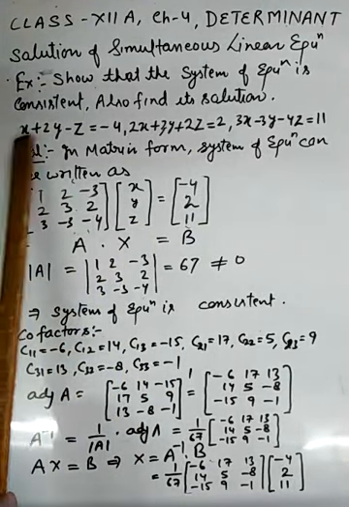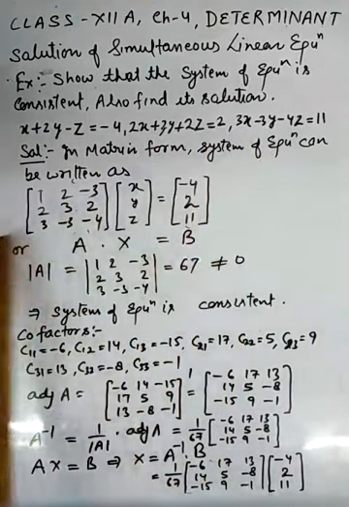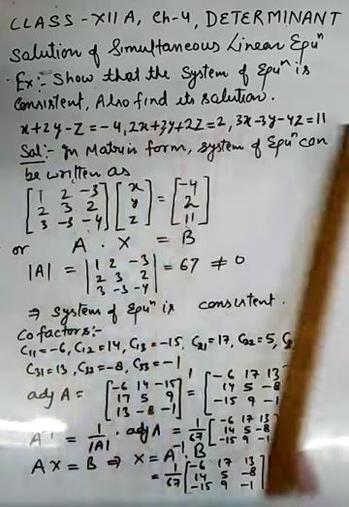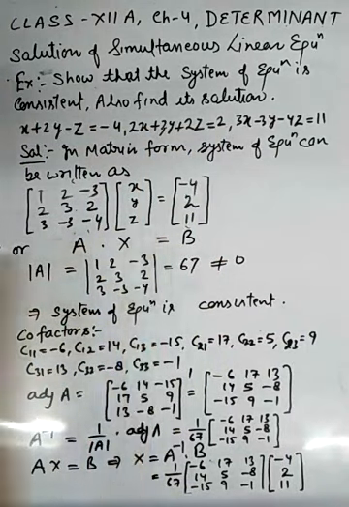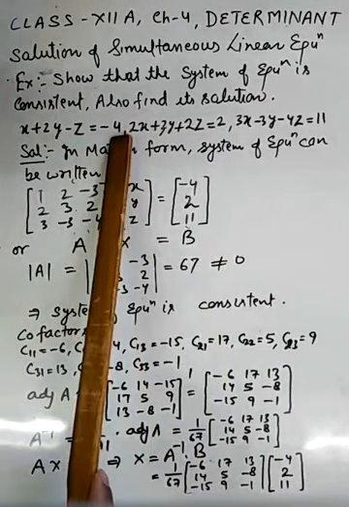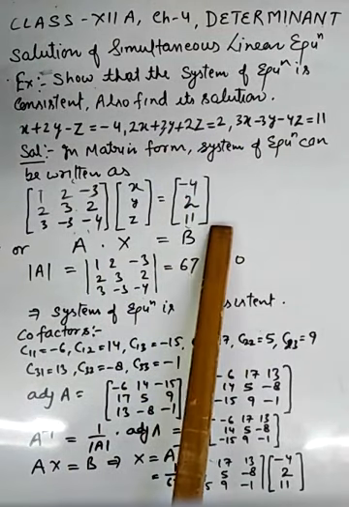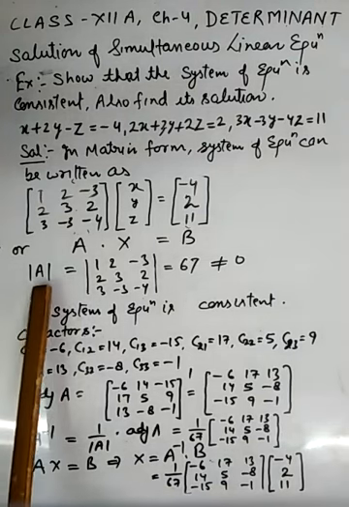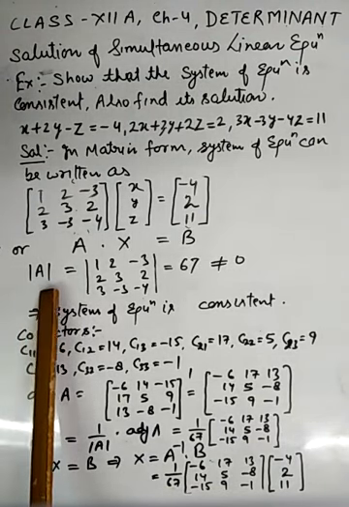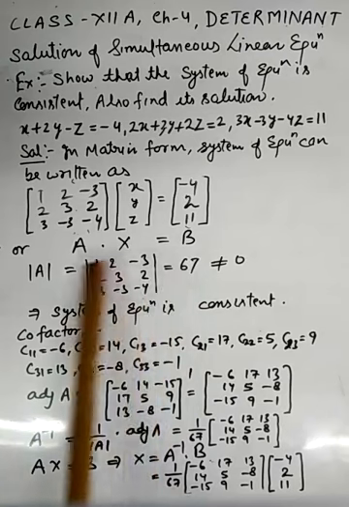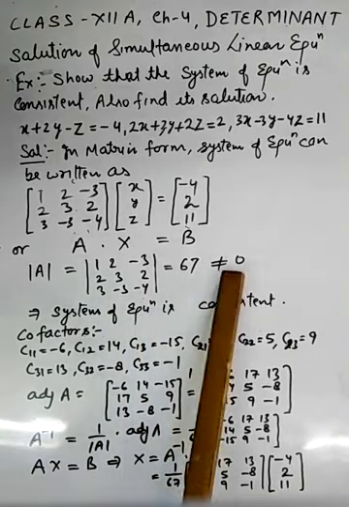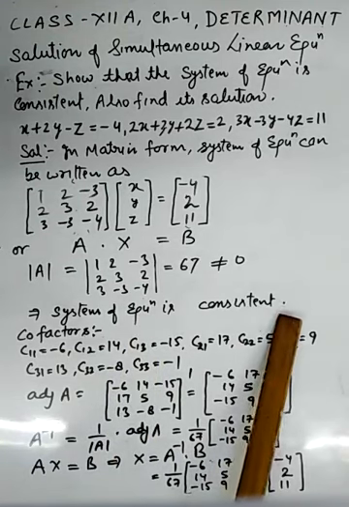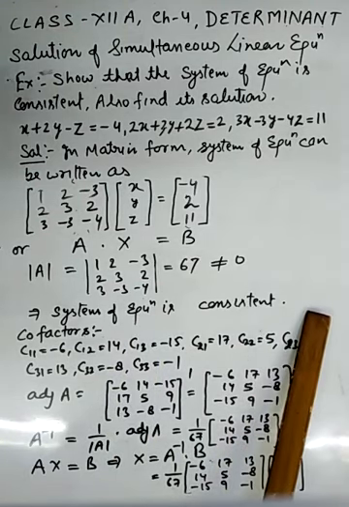A matrix, coefficients of x, y, z. X variable matrix, 3 variables x, y, z of order 3 by 1. B constant matrix, minus 4, 2, 11, order 3 by 1. First of all, find the determinant of A, which is now equal to 67. You know how to solve the determinant of the matrix, which is not equal to 0. So we can say the system of equations is consistent and its solution exists.